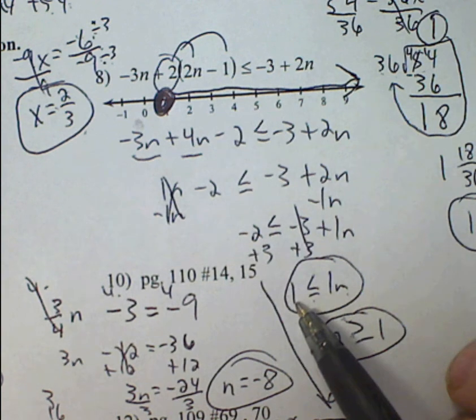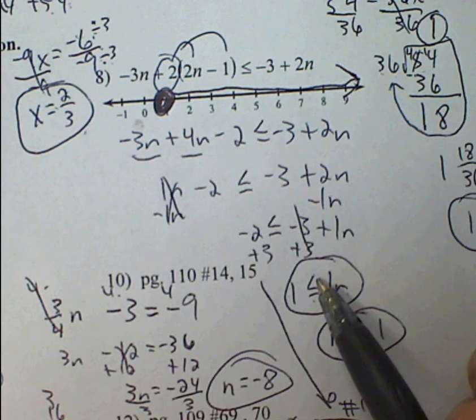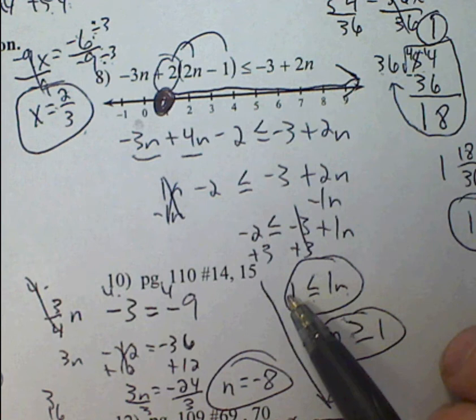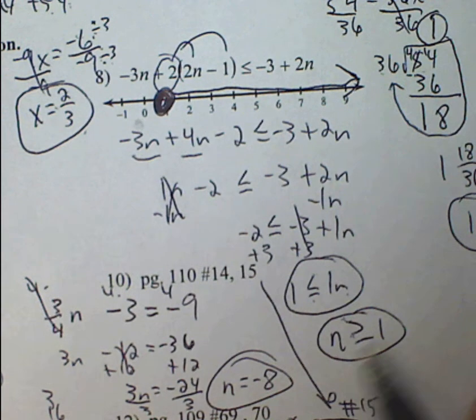That gives me 1. I can pronounce this as n is, and now I look at my space. The big space comes first. You always read from the variable. N is greater than or equal to 1, or you could have had the n on the other side and flipped your negative. Because you divided by a negative, you would flip your sign. So then it would be n is greater than or equal to 1.